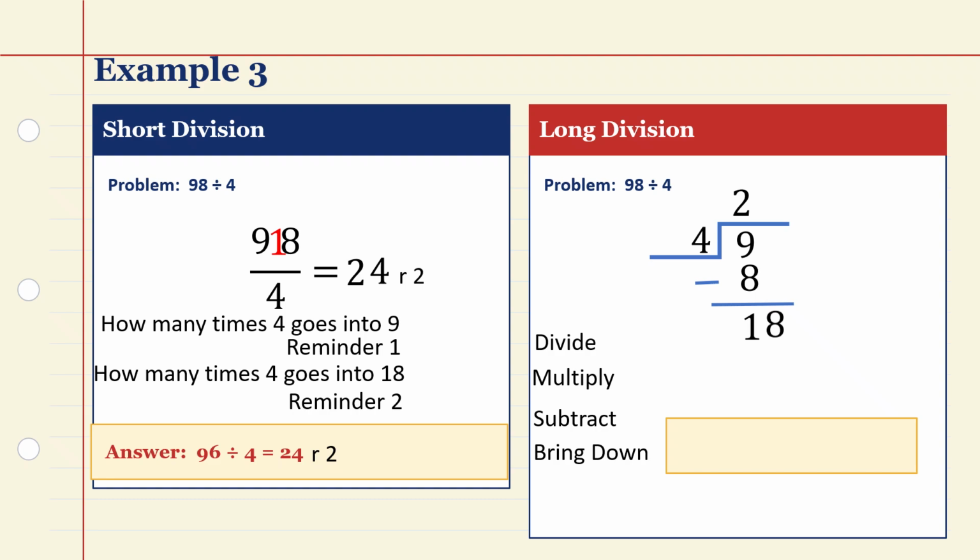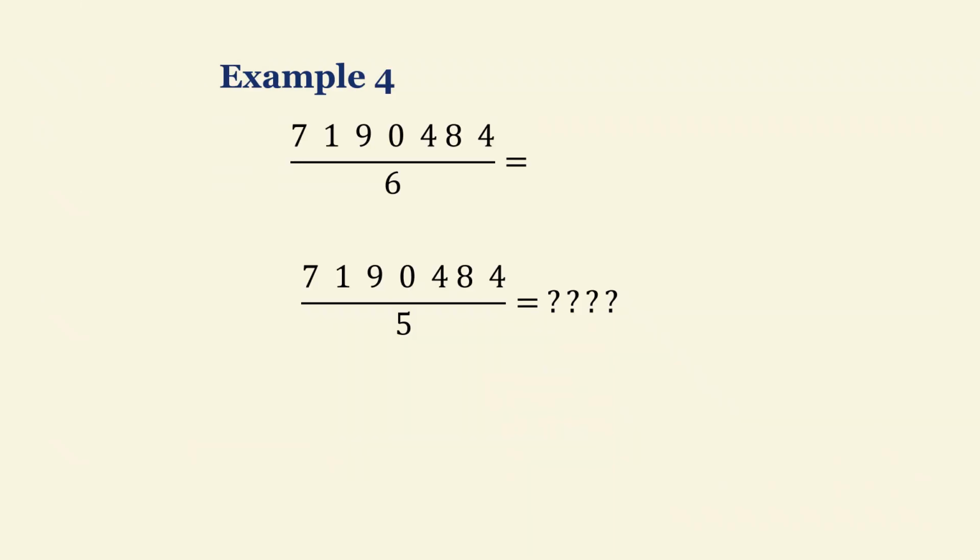Now, 18 divided by 4 is 4. 4 times 4 is 16. Subtract. 18 minus 16 is 2. We can't do 2 divided by 4. That means it's a remainder. That means 98 divided by 4 is 24, remainder 2. Now let's have a look at this very challenging question.